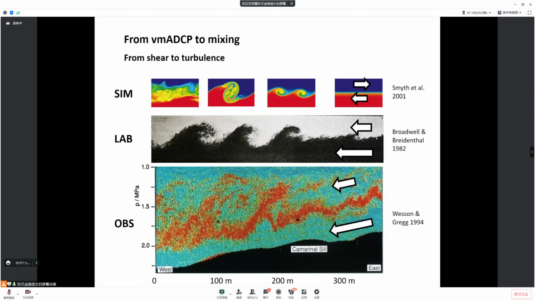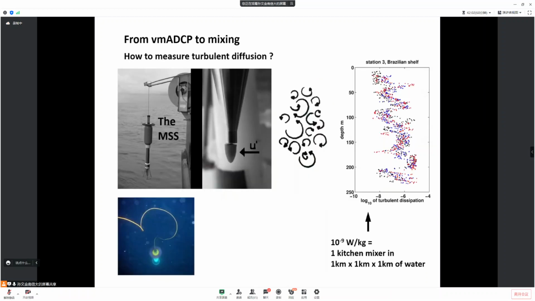And this is what we use because there's a relation between shear, the fine-scale shear, and WOPS and turbulent mixing. So we measure turbulent mixing in the field as well, not just the internal wave shear. And this is how we do it.